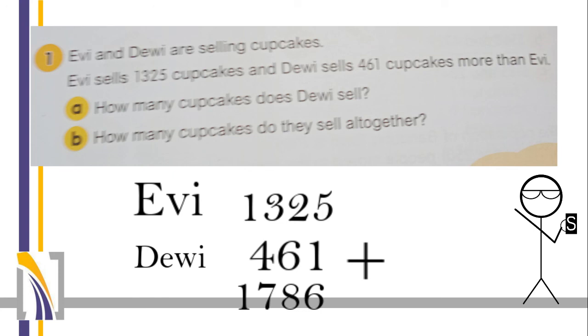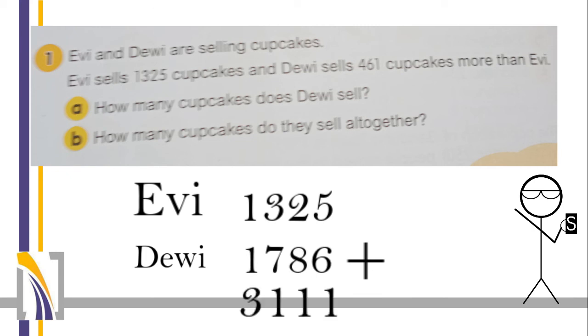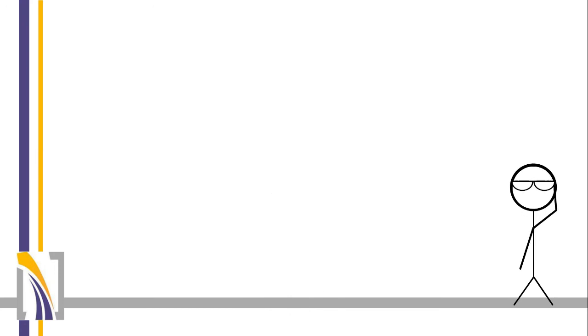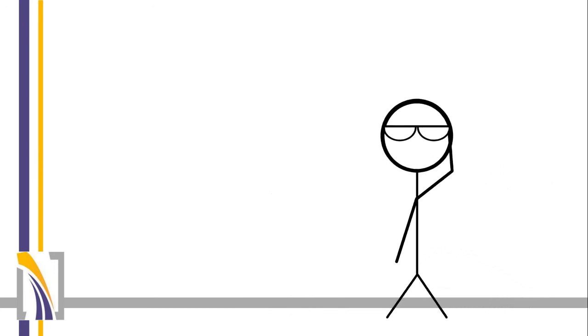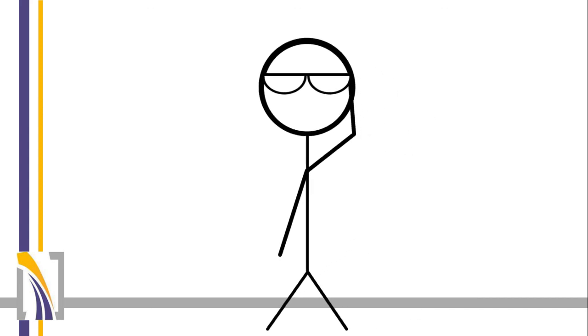Now, how about B? How many cupcakes do they sell altogether? It's also simple. We just need to add Effie and Dewi, and then we will get the sum of 3,111. Simple, isn't it?